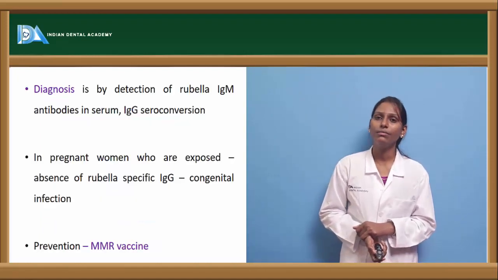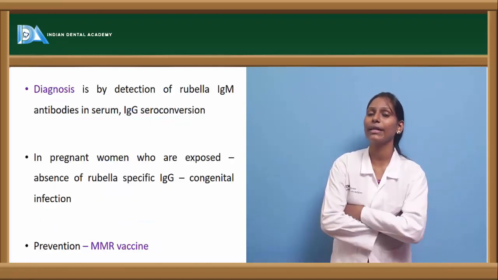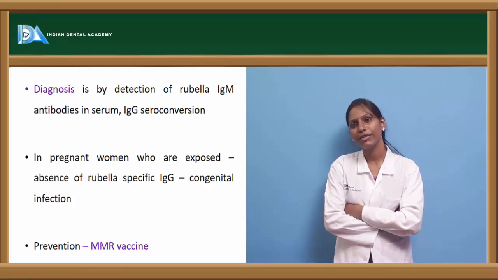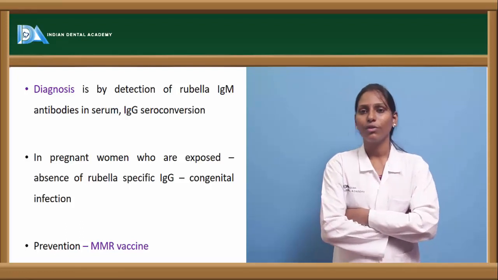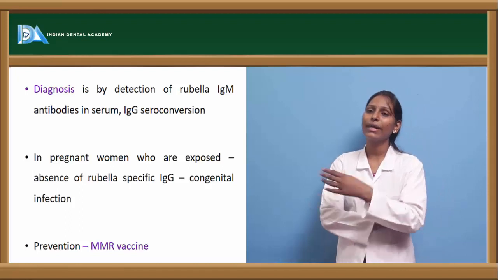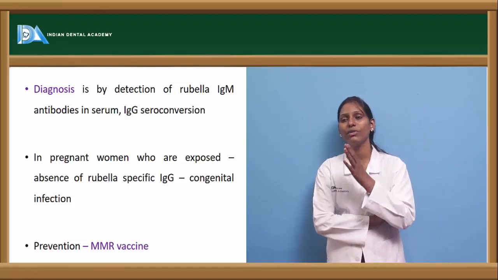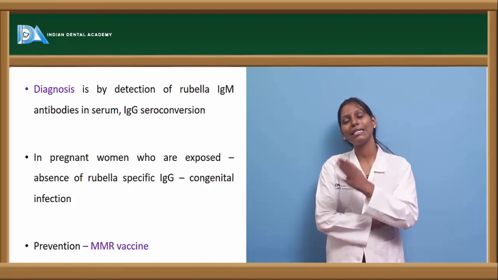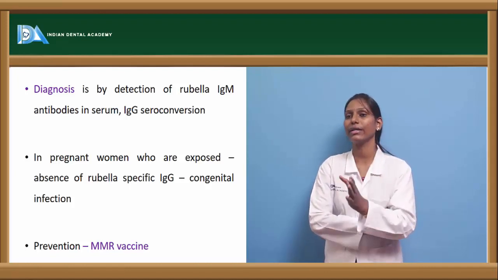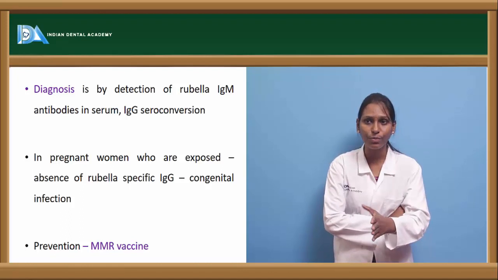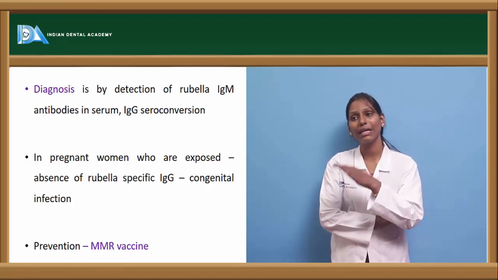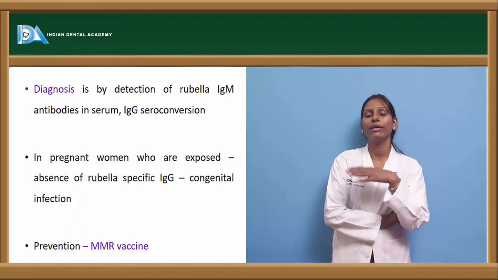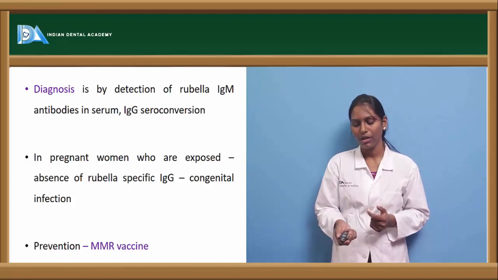How do we diagnose rubella? Normally clinical features will help us come to a provisional diagnosis, and the diagnosis can be made with the help of detection of rubella IgM antibodies in the serum and IgG conversion. This will help us in diagnosis. In pregnant women who have been exposed, absence of rubella specific IgG will help us in identifying congenital infection.